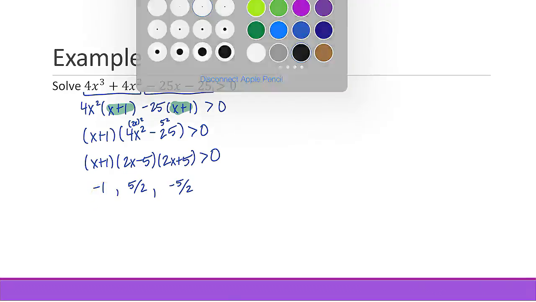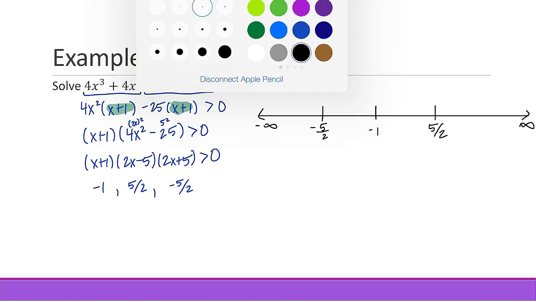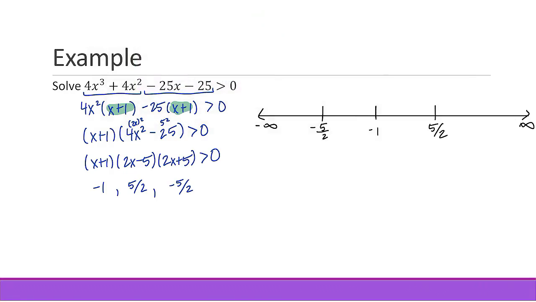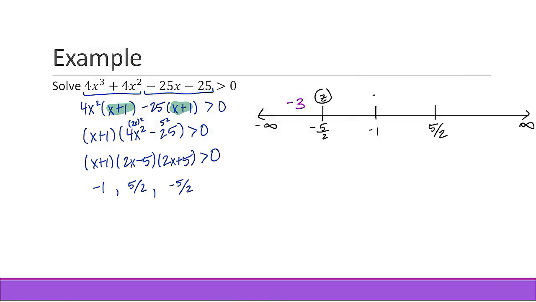I'm going to put them on a number line that goes from negative infinity to infinity, the domain. We'll plot negative 5 over 2 because that's negative 2.5, then negative 1, then positive 5 over 2. We will pick some test point values, so negative 2.5, to the left of that is negative 3. Oh, and then I forgot, these are zeros. Don't want to forget that.